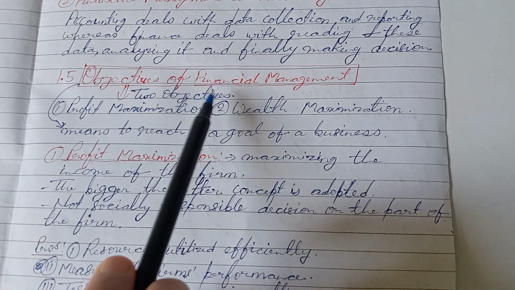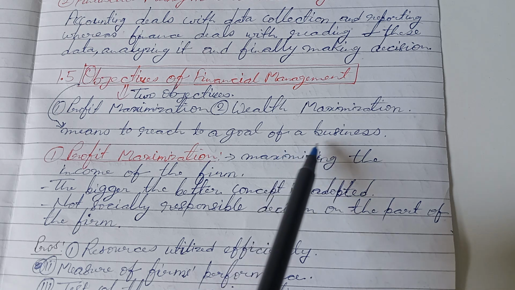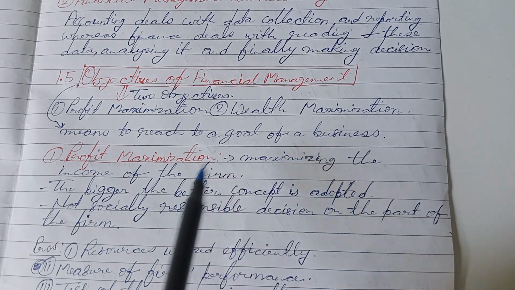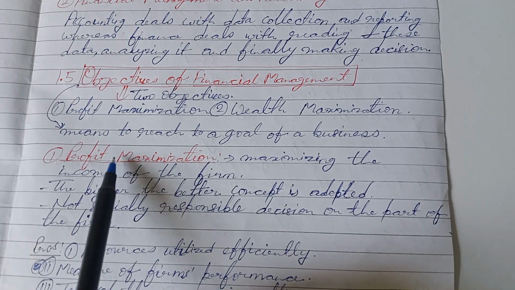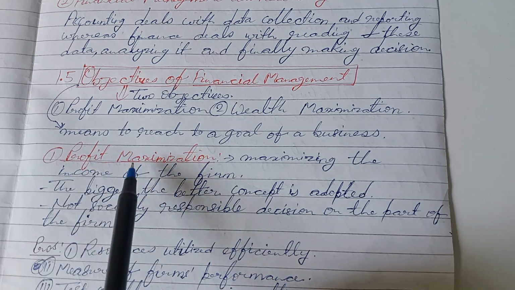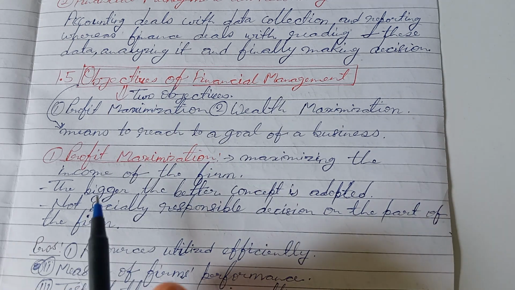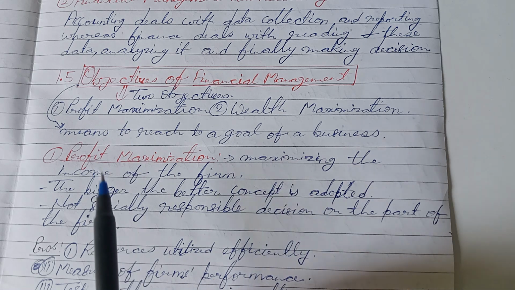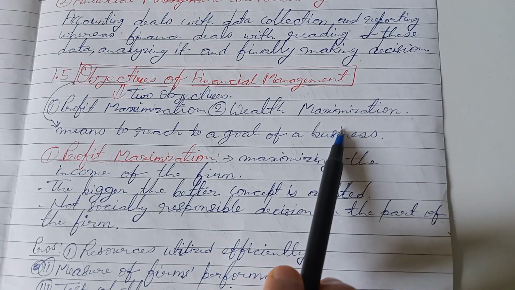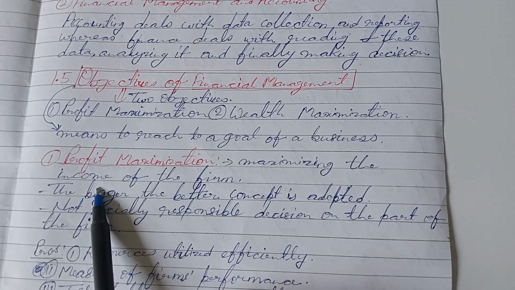So what is this objective of financial management? It means to reach a goal of a business. So what different ways we can reach the goal of the business, that is what we get to know under objectives of financial management. The goals of the business can be reached by profit maximization also, or by wealth maximization also. So first, go to profit maximization.